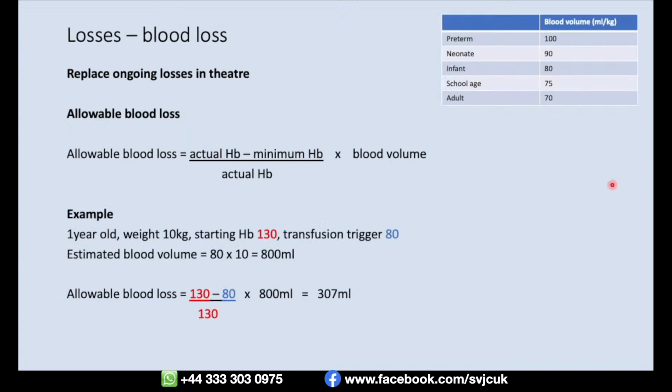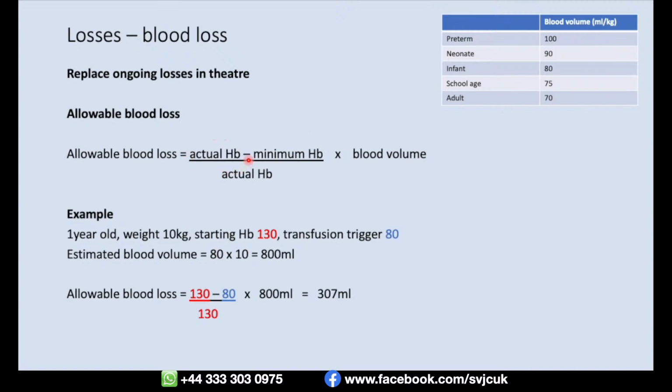Slightly different situation in theatre, so we're seeing bleeding and we want to replace that blood loss. What we want to do preoperatively is calculate our allowable blood loss. So this is the amount of blood we're happy for the child to use before we think we might need to transfuse. And we calculate this by deciding our minimum acceptable hemoglobin. Now, most children will be fine with hemoglobin down to 70, but in a situation with ongoing blood loss, we want a little margin of safety. So we might say our minimum acceptable hemoglobin is 80.